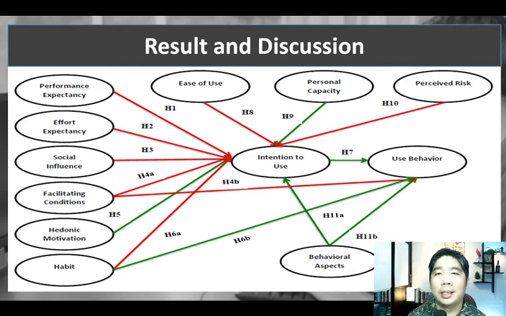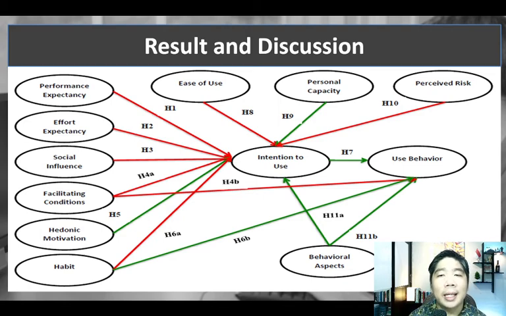for use. Okay, now we are talking about hypothesis 8, from ease of use to the intention to use. The ease of use factor doesn't affect the intention to use. This is because the respondents' data show that in the age range from 18 until 23 years, they have no difficulty in using the cashback program for mobile payment.